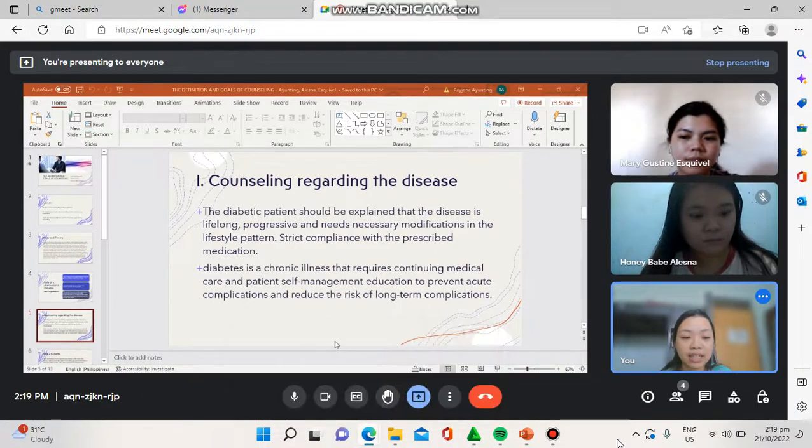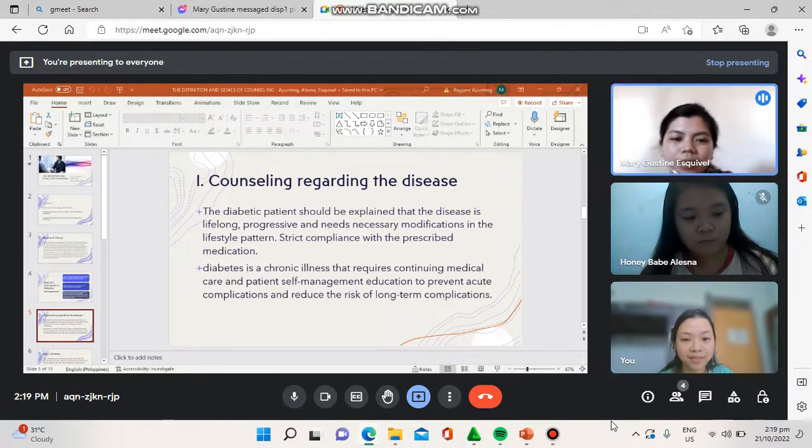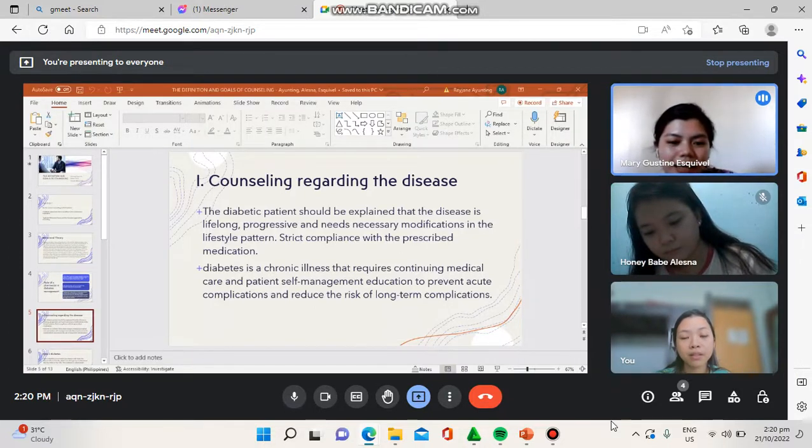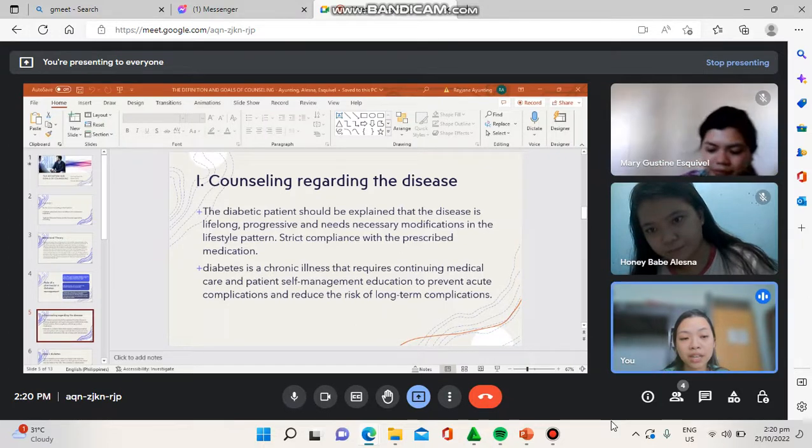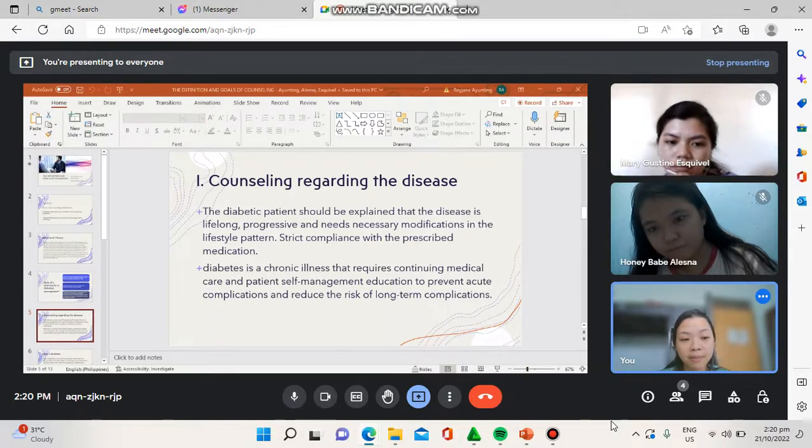Please read this, Miss Esquivel. The first one is counseling regarding the disease. The diabetic patient should be explained that the disease is lifelong, progressive, and needs necessary modifications in the lifestyle pattern. Strict compliance with the prescribed medication, where diabetes is a chronic illness that requires continuing medical care and patient self-management education to prevent acute complications and reduce the risk of long-term complications. That is counseling regarding the disease for a diabetic patient.